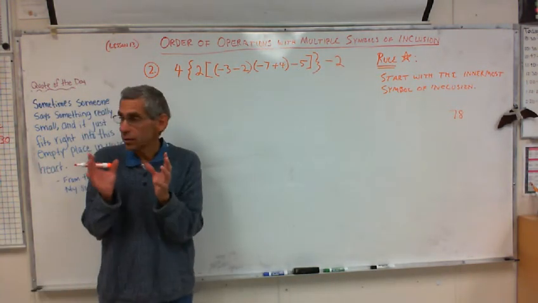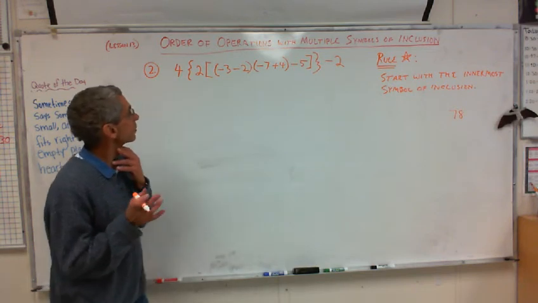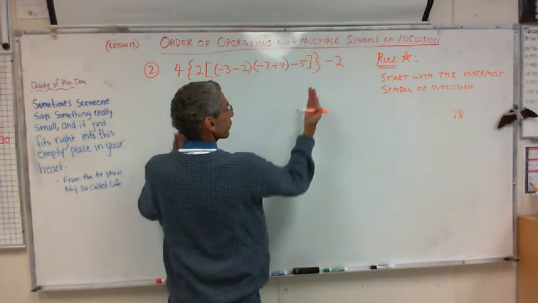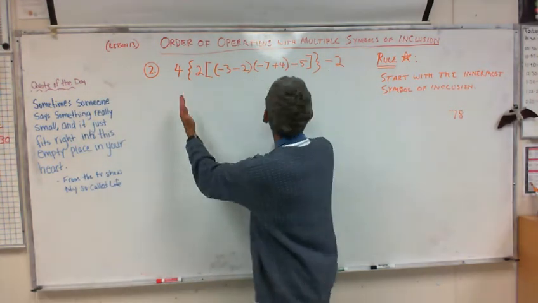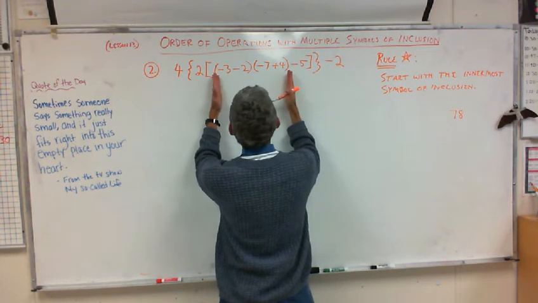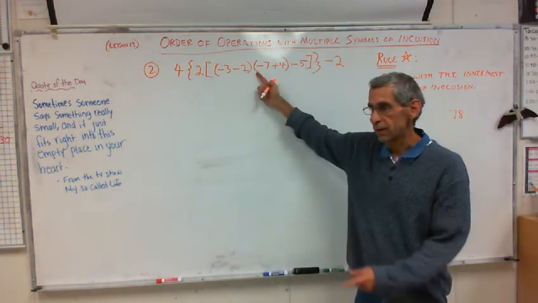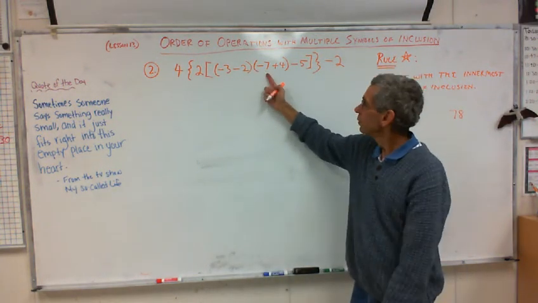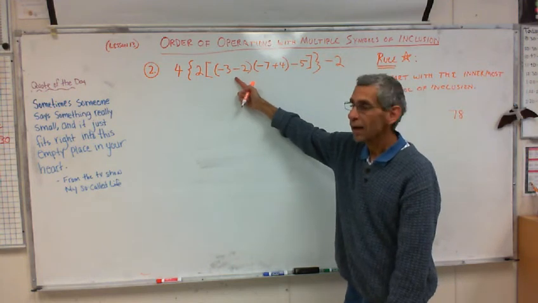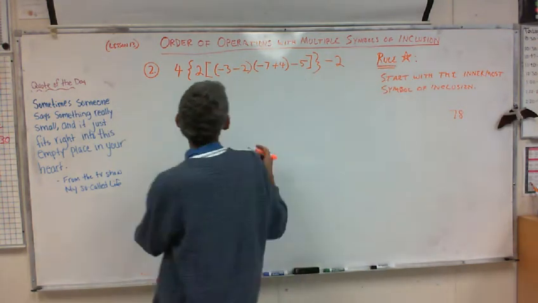So our innermost parentheses are which ones? Our braces are furthest out. And then our brackets are here. And then our parentheses are here, right? So we're gonna deal with these two first. But wouldn't you do the -3 minus 2 one first? Yeah, because it's on the left-hand side. Exactly. Remember, you go left to right. So let's do that.